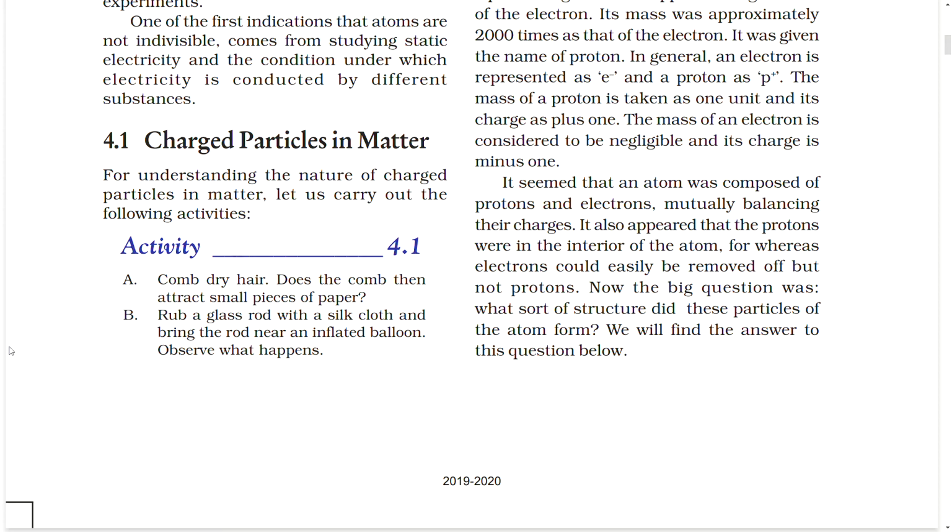For understanding the nature of charged particles in matter, let us carry out the following activities. Activity 4.1. A. Comb dry hair. Does the comb then attract small pieces of paper? B. Rub a glass rod with a silk cloth and bring the rod near an inflated balloon. Observe what happens.